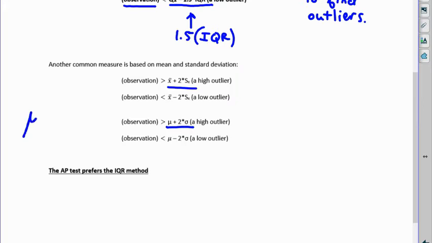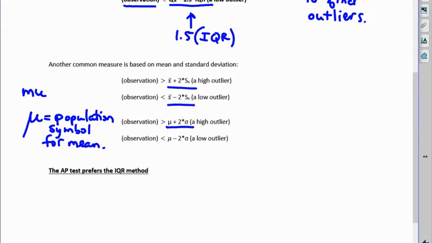This symbol mu is the population symbol for mean. This method, though, and then looking at the low outliers, so it has the same sort of setup as it did with the IQR. The problem is this only works for what we call normal data. And I'm going to put a capital N on the normal.